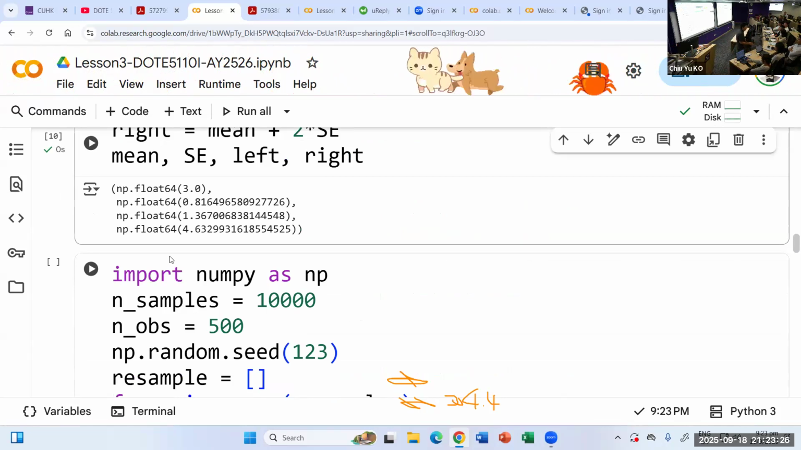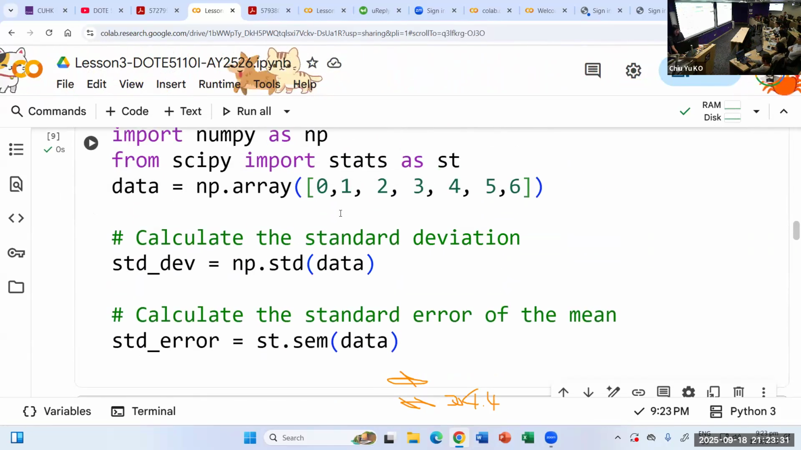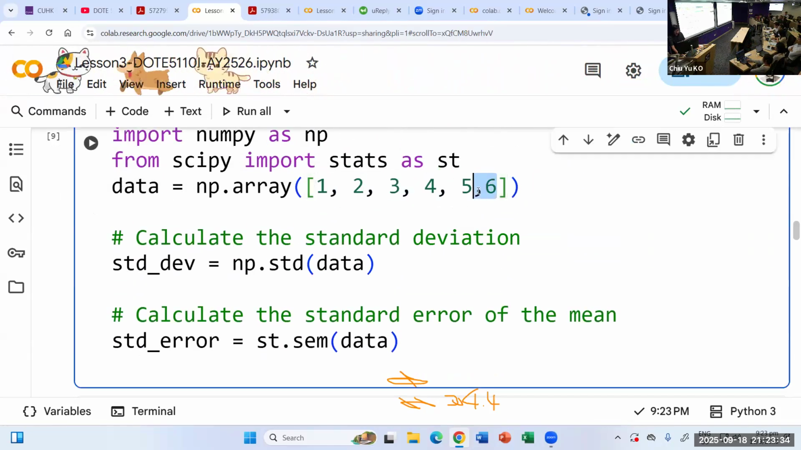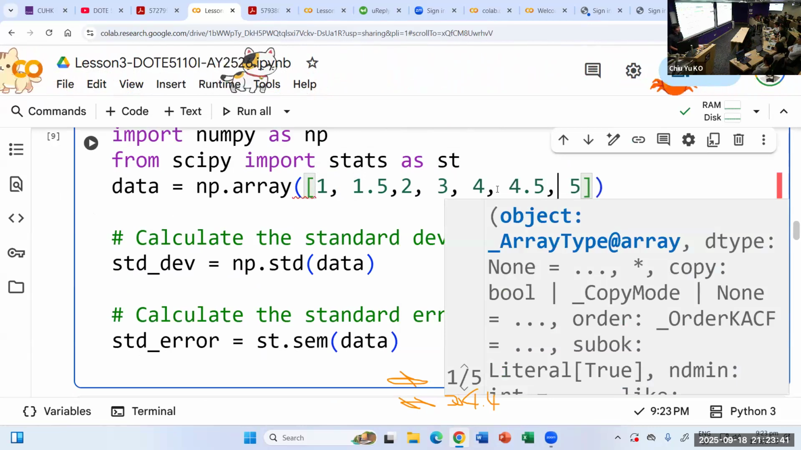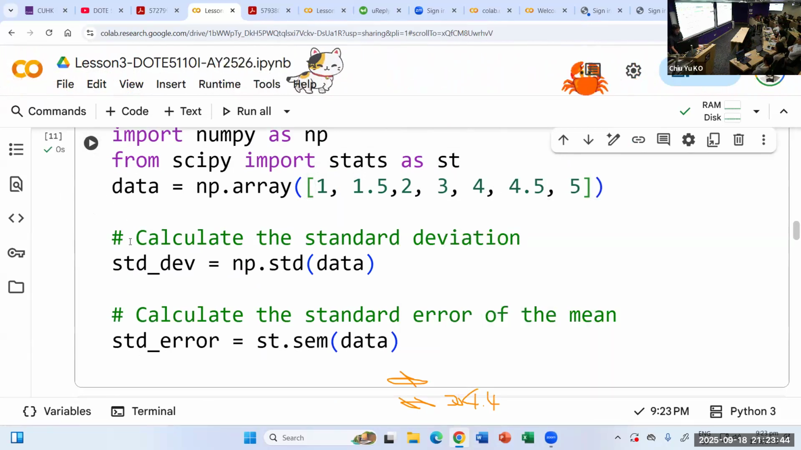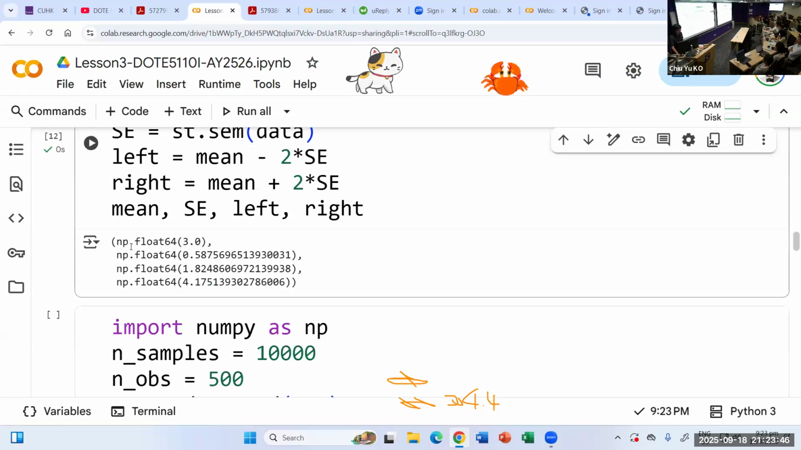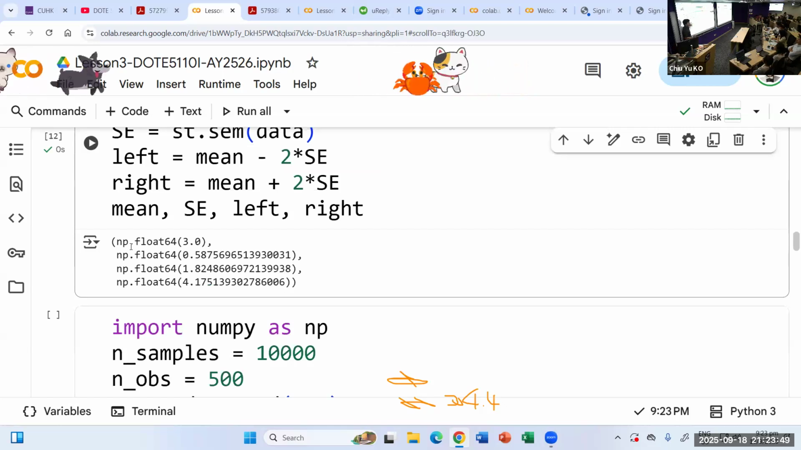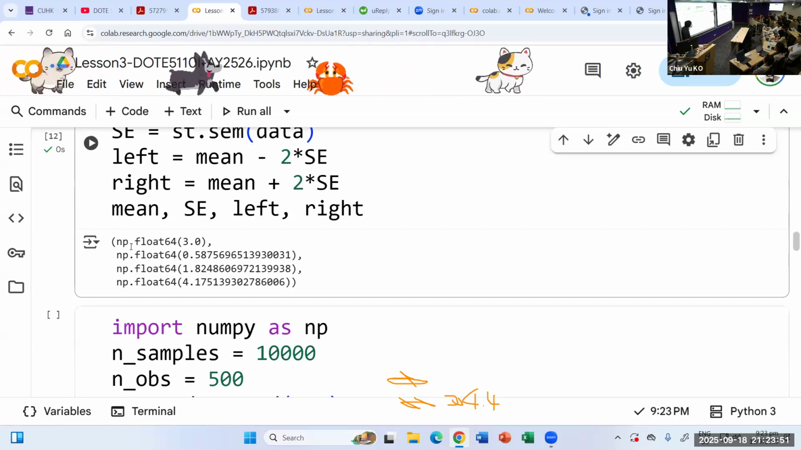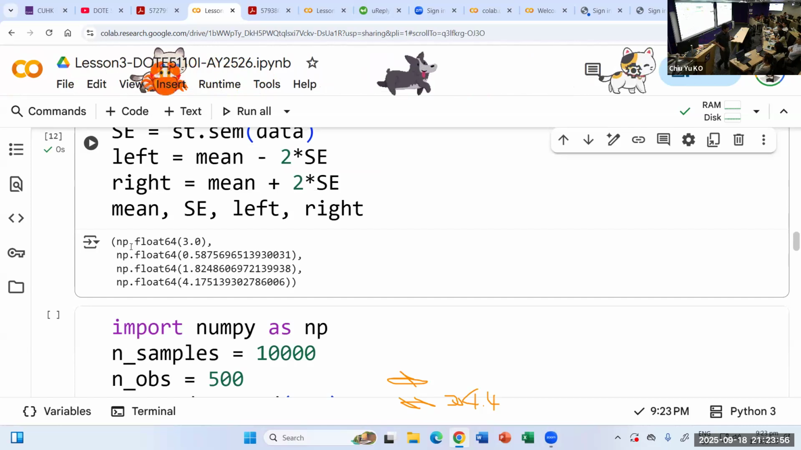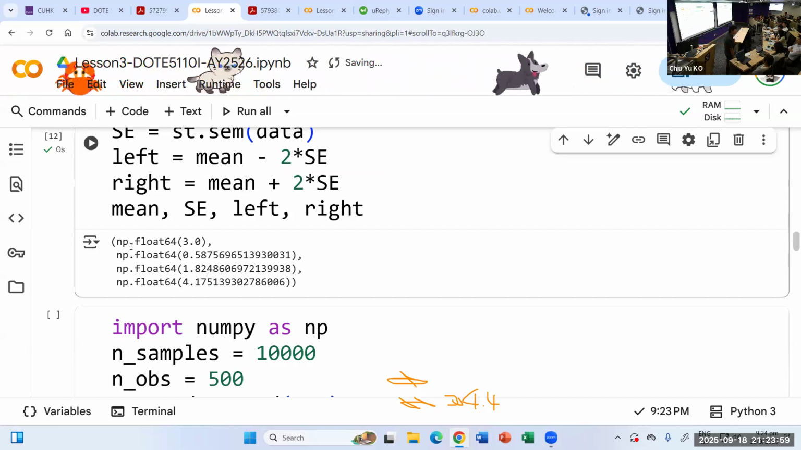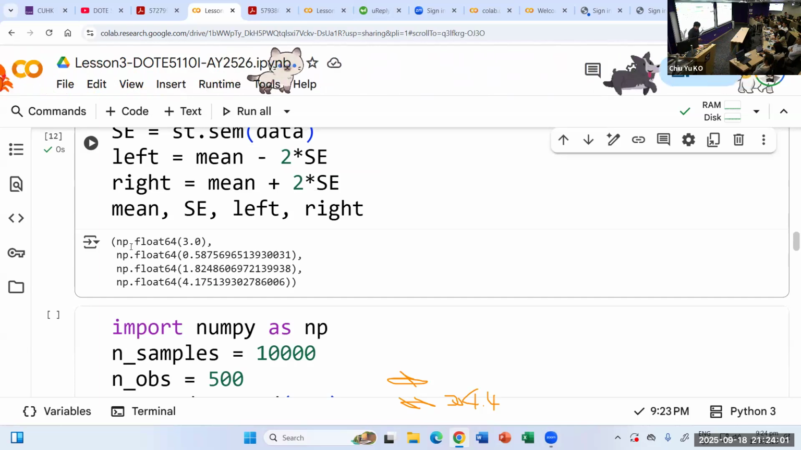And of course, if your data is more concentrated instead, suppose you have 1.5 and 4.5, the data is more concentrated. Then if you run this, your SE now is 0.6. So your guess will be much narrower. So this is your guess. This is nothing new, but something you learned in college already.